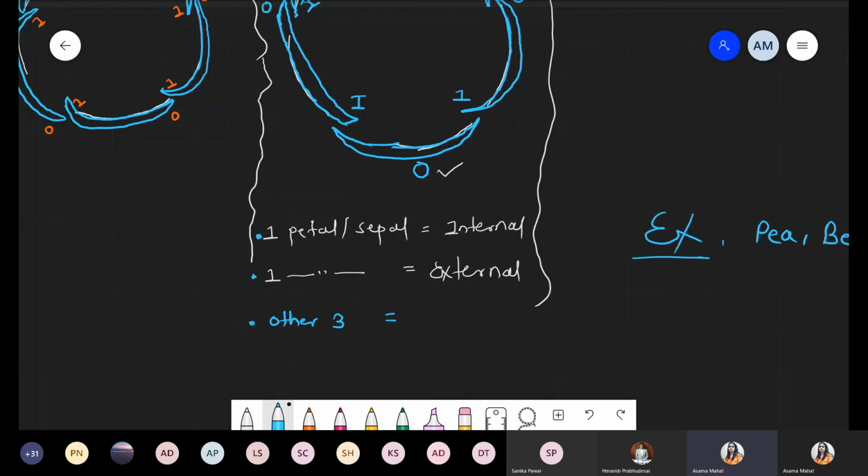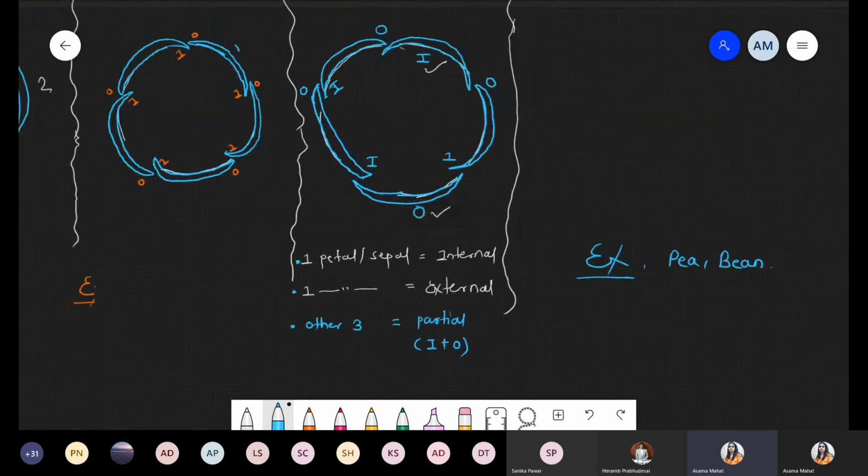sepal and petal, in this condition these are partial. Partial means one end is towards the internal and another end towards the external, or towards the outer. So in this condition, one is completely internal, one completely toward the outer side, and the other ones have one end towards the internal and another end towards the outer side. Such a condition is called imbricate.